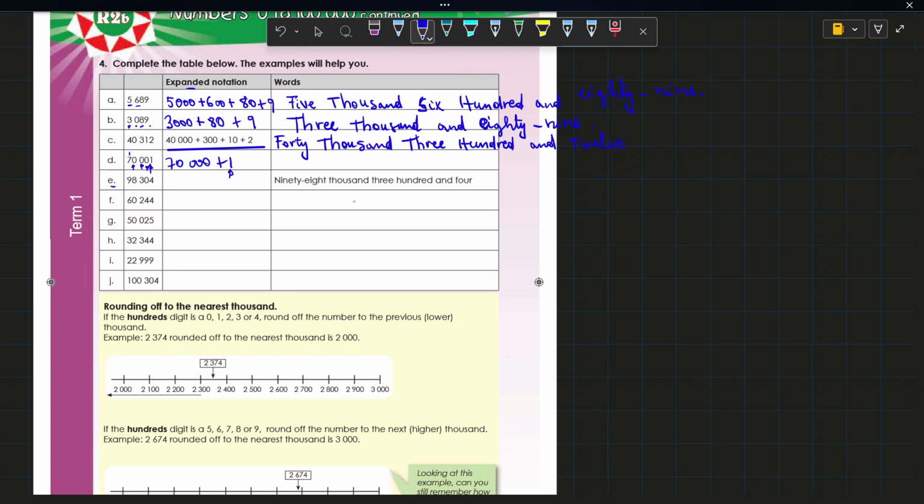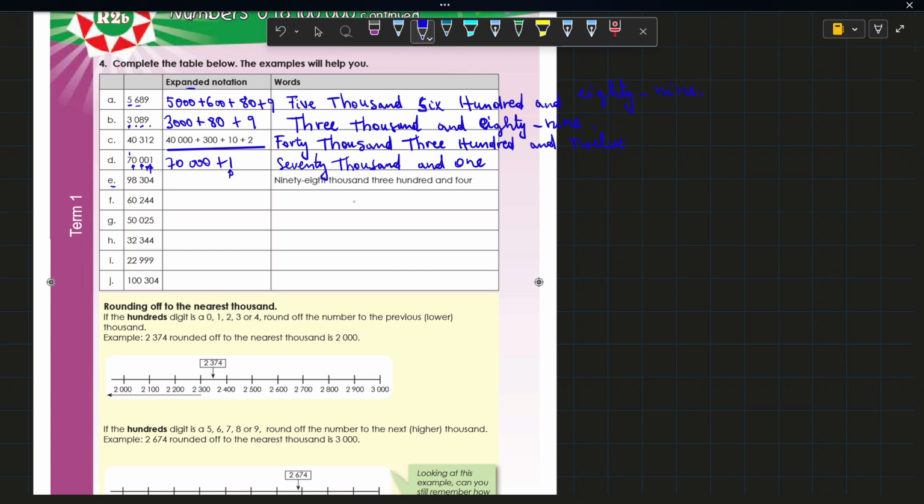So this is the expanded form of it. And how do we write this in words? Well, we'll say this is 70,000 and 1. I guess that's the correct answer, right? Okay, now let's go to E.